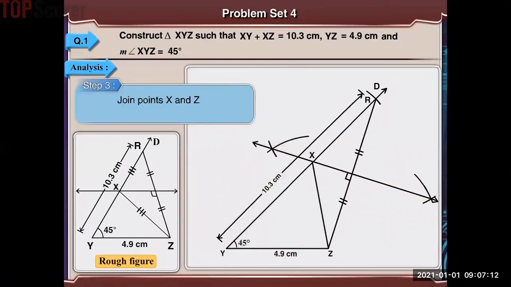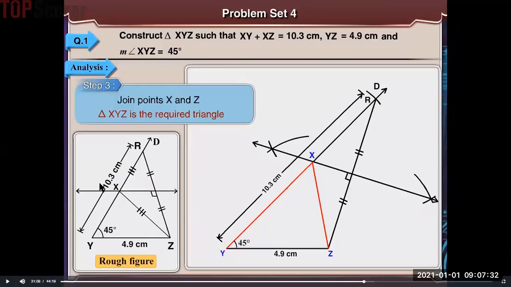This triangle XYZ has base YZ which is equal to 4.9 centimeters. Base angle XYZ is equal to 45 degrees. And the sum of the other two sides, that is XY plus XZ, is equal to 10.3 centimeters. Okay, and how can you do the verification? You can always measure the side XY and measure the side XZ, and adding both of them, you should get the distance 10.3. Okay, that is the verification.